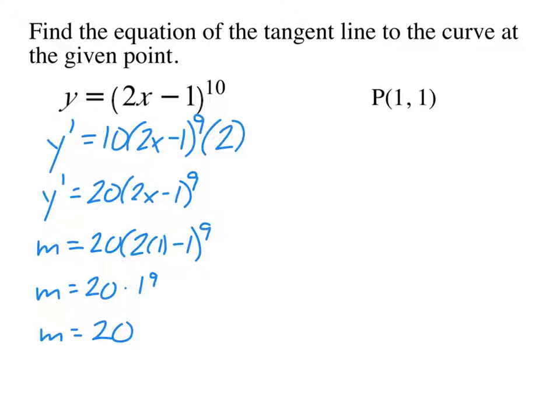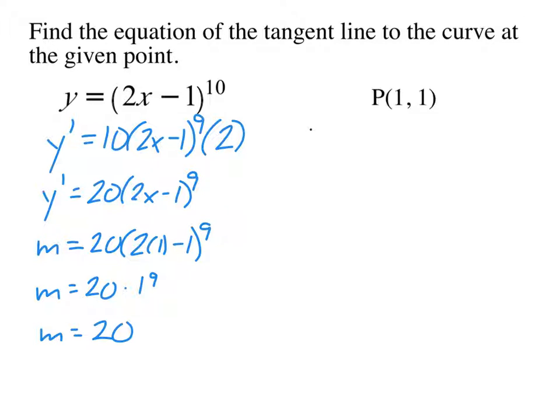All right, so you should end up finding that your slope is 20 here, because when we plug in the x-coordinate from our point that we are given right here, we end up finding that the whole thing just equals 20. Now that you know that, go ahead and write the equation of the line. So that means you've got to find the y-intercept now.